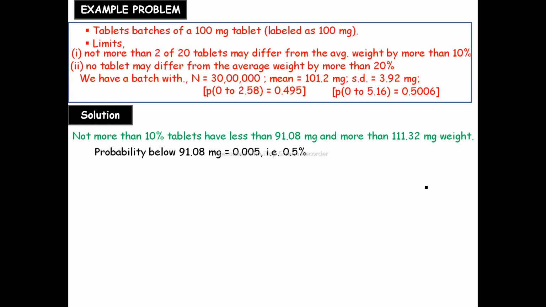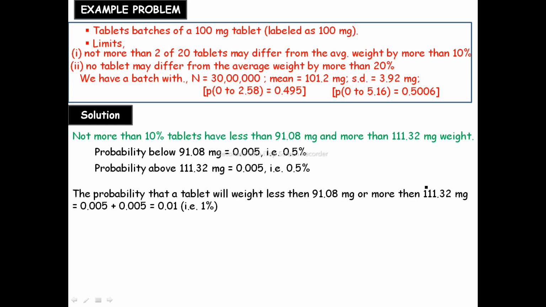Now, the probability of the tablet to weigh below 91.08 mg is 0.5%, and to weigh more than 111.32 mg is 0.5%. Thus, not more than 10% of the tablets should have weight less than 91 mg or more than 111 mg. What can you say? The probability that the tablet will weigh less than 91 or more than 111 mg is 0.005 plus 0.005, that is 0.01, or simply 1%.